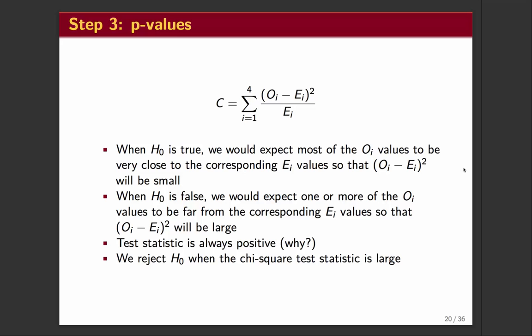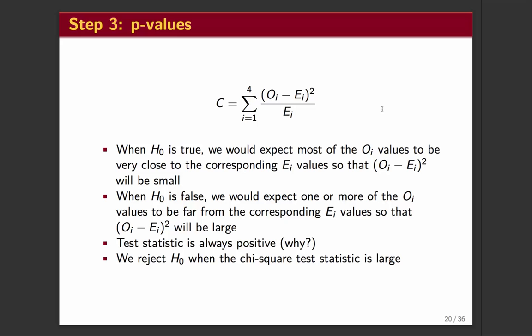So let's think about why this might work in a little more detail. Question: will this be a value for each one of those cells? No, this is going to be an overall value. For each cell, we take the observed minus the expected, squared, divided by the expected. That happens for each cell, and what the summation means is we add up all those numbers from each of the cells.